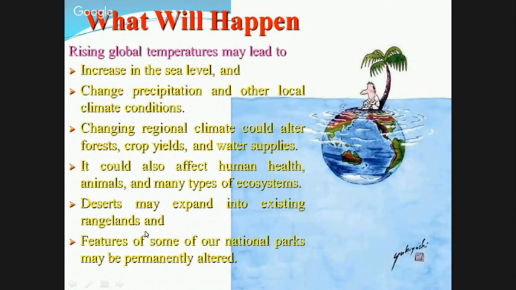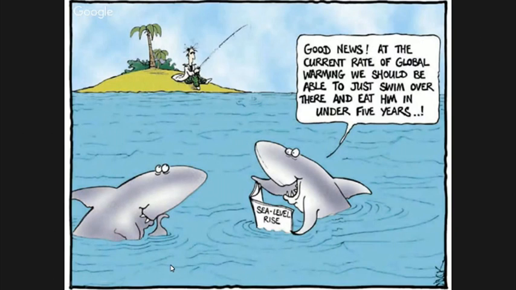Deserts may expand into existing areas. Features of some of the national parks may be permanently altered, and islands may get submerged. That is the good news: at the current rate of global warming, we should be able to just swim over there in under 5 years. That is what they are also expecting.